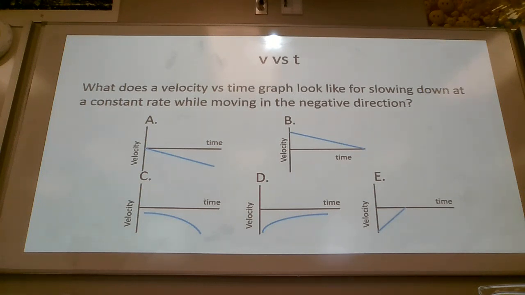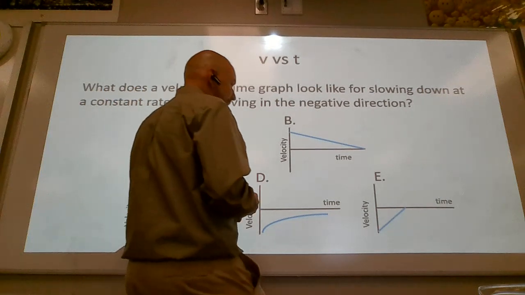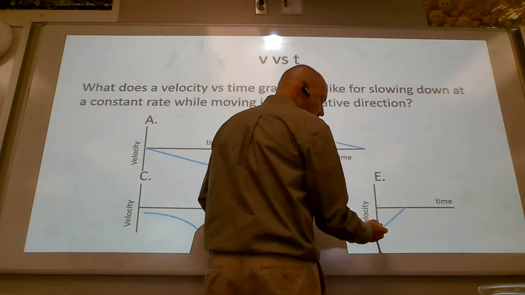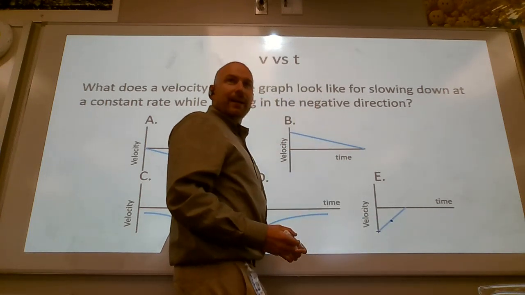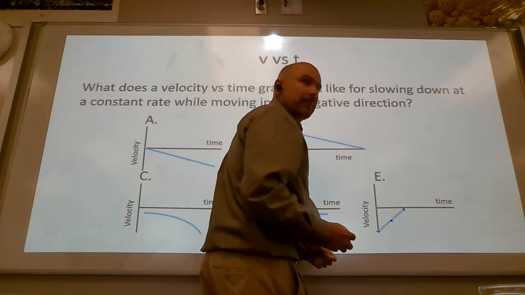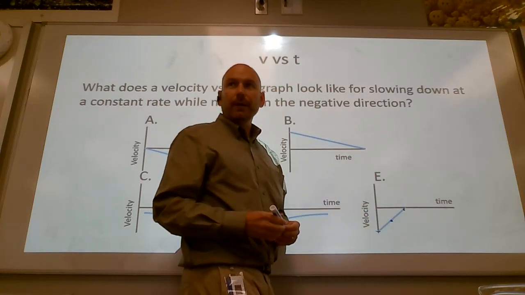Correct answer is E, educated elephants. Okay. You're starting fast, 2 meters a second in the negative direction, 1 meter a second in the negative direction, zero. Good with that?